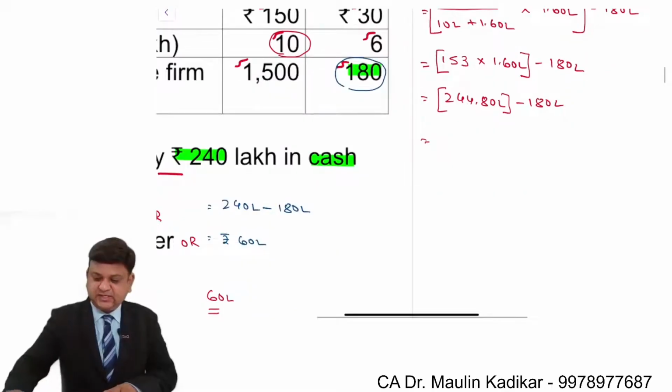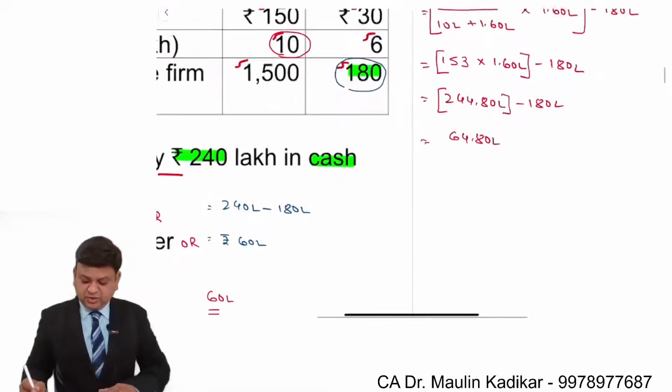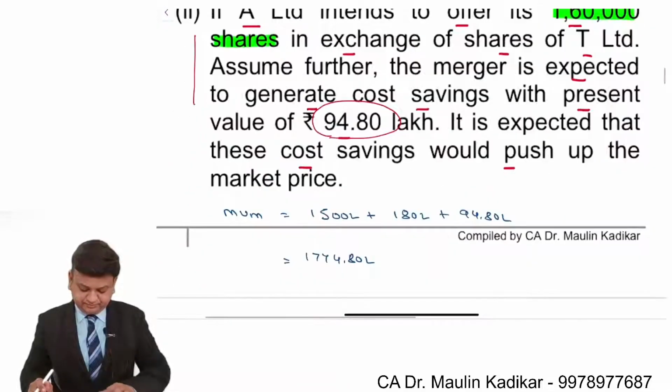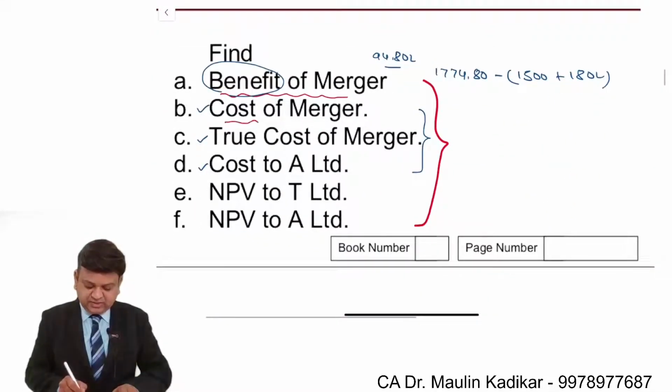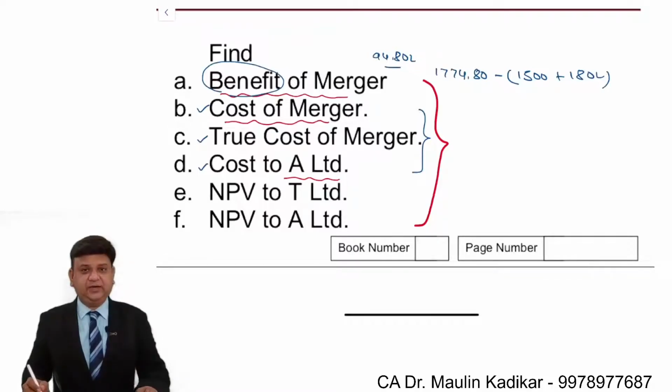So what is the excess consideration which has been received by the target company shareholders? 64.8 lakhs. Whatever this excess consideration which the target company is able to receive is considered to be the cost of merger. Understand carefully, friends: the cost of merger is calculated from the acquiring company's point of view, that is, what excess consideration is paid to the shareholders of the target company over its independent market value.